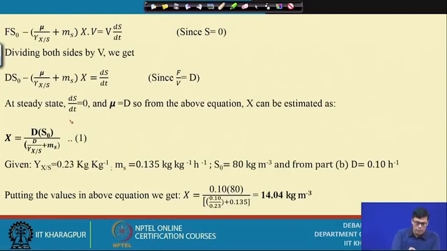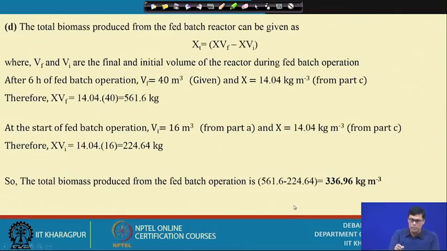So, this is exactly what is written there, and mu equal to D, then we can write this equation in this form: X = D S0 / (D/Yx/s + ms). ms is the maintenance coefficient, and if you put the values, you can get the final cell mass concentration. And then the total biomass will be what? Volume times X. X is the cell mass concentration in the final volume, and X0 is the cell mass concentration in the initial volume. So, we can find out this value.